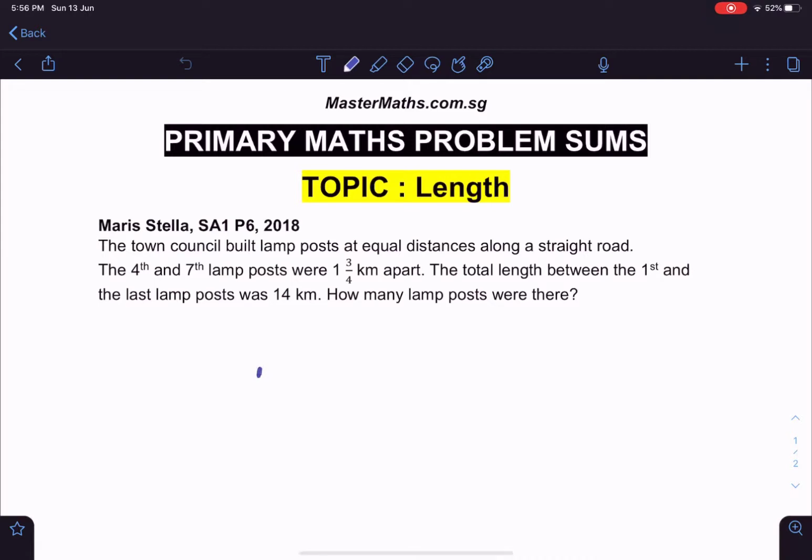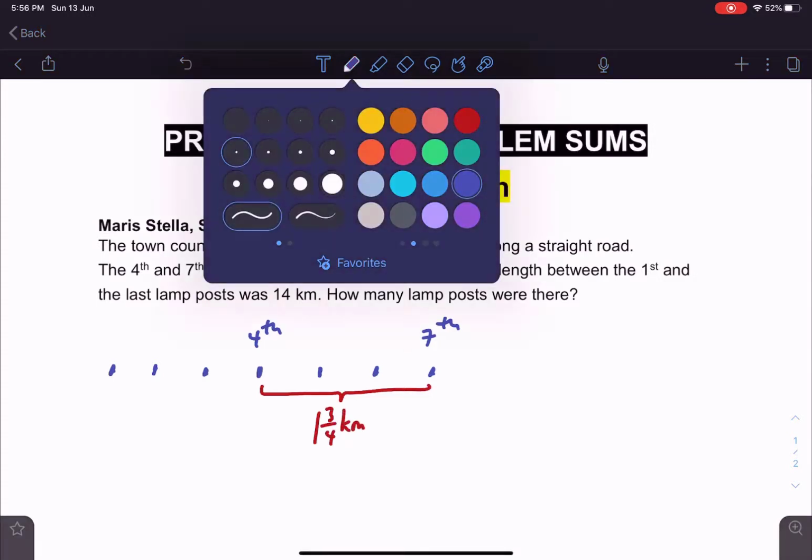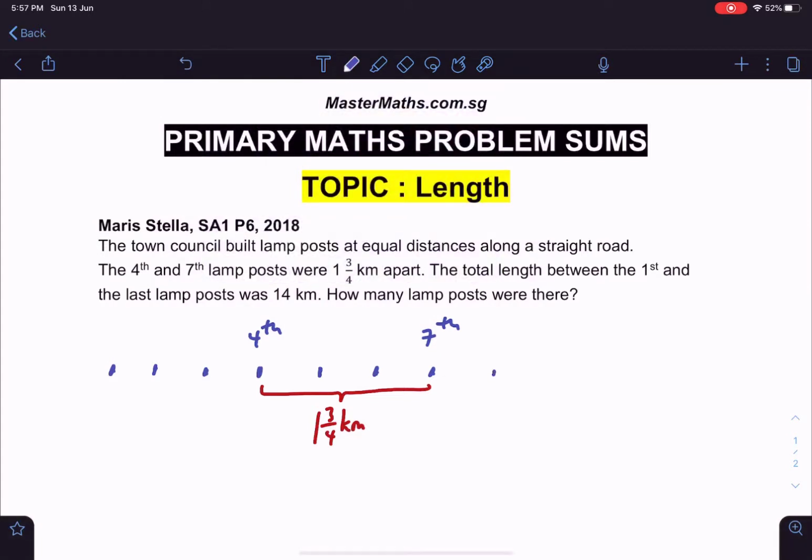So if you were to draw the lampposts like this, fourth, fifth, sixth, seventh, there is of course a third, second, and a first lamppost. Between the fourth and the seventh, the distance apart is 1 whole 3/4 kilometers. And this may go on. The total length between the first and the last lamppost was 14 kilometers. How many lampposts were there?